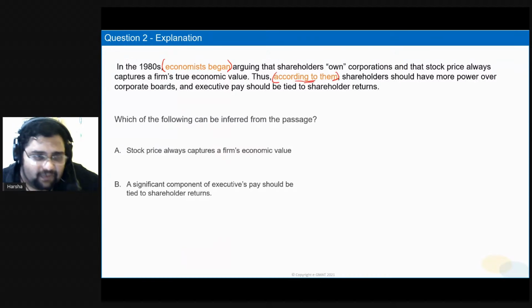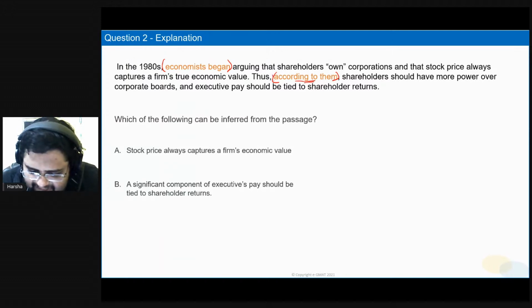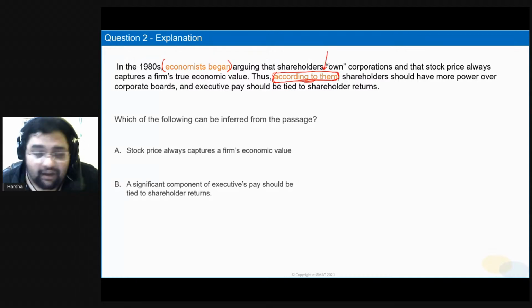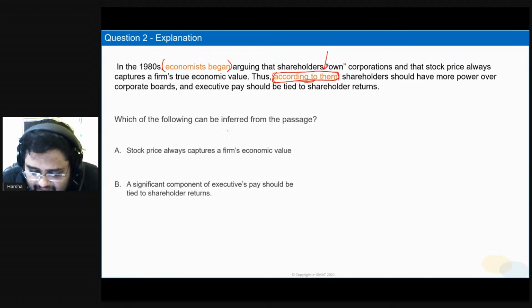This is the author's way of telling you that, hey, this is not necessarily as per me. This is according to somebody else. When you're reading the passage, you should be focusing on these aspects. You should take a split second here to identify that "according to them" does not necessarily mean according to the author. Because look at the question stem.